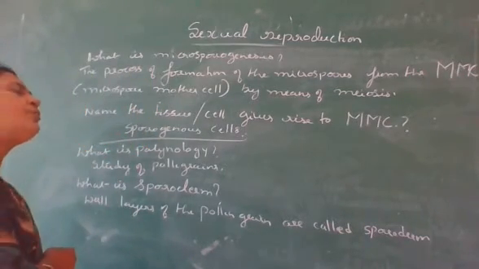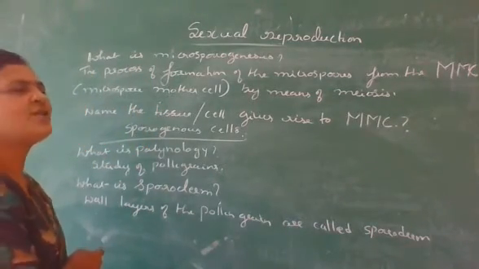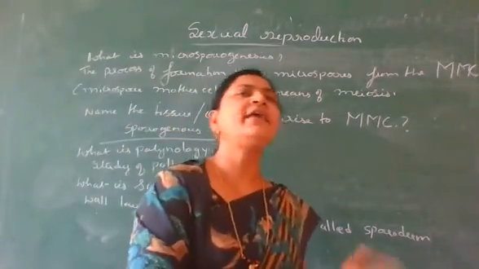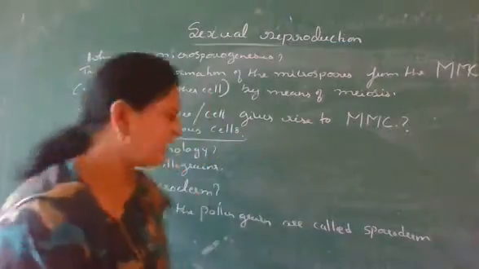Name the two protective wall layers of a pollen grain. Which are those? One is called exine and another one is called intine.